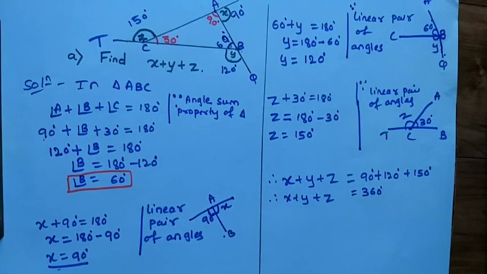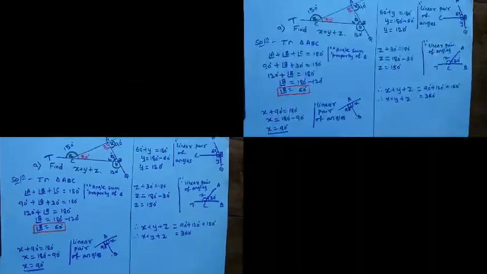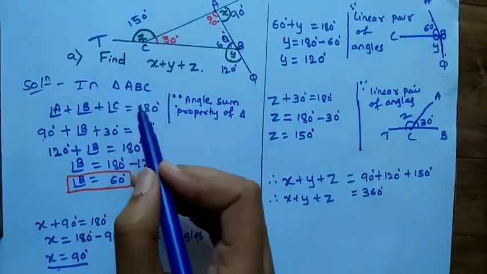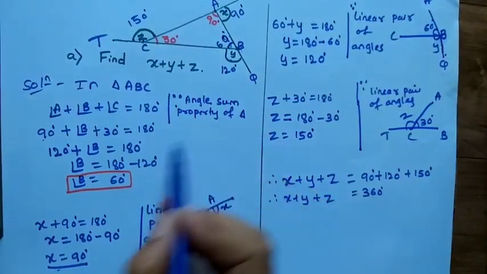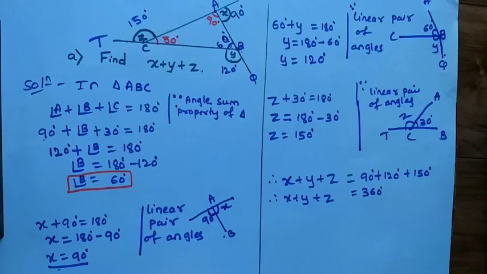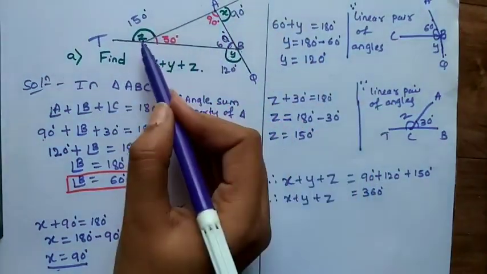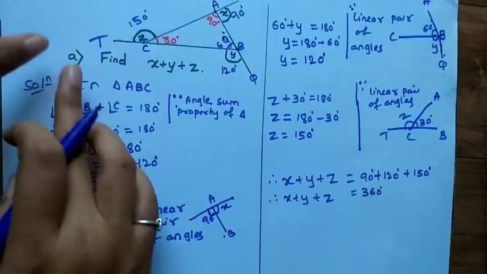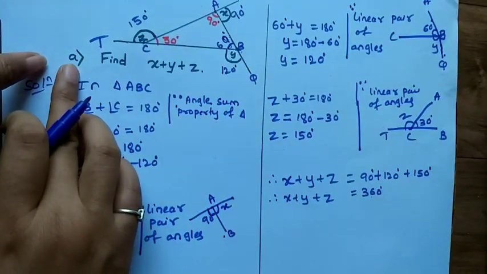Here I am applying only two steps. First, the interior angle sum property of a triangle is 180 degrees. Next, I am applying linear pair of angles for solving X, Y and Z. So this is the solution for the 7th question, 8th sub-question.